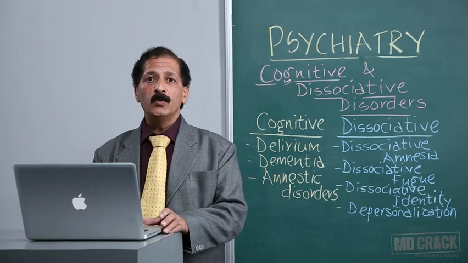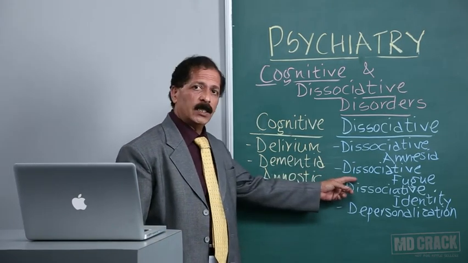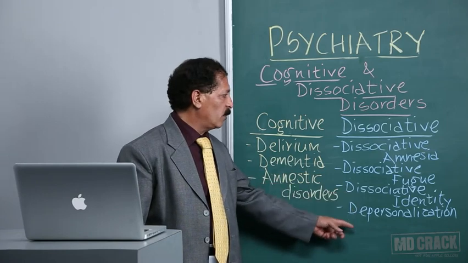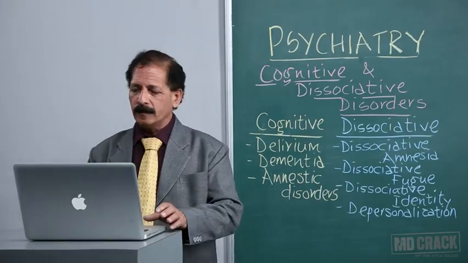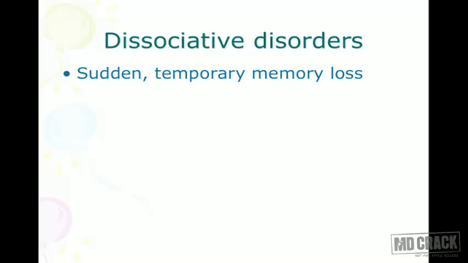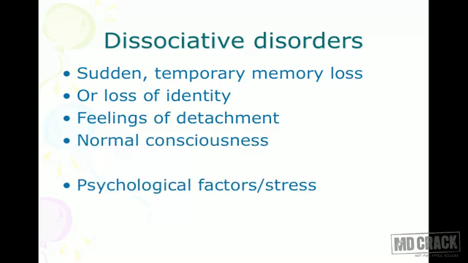Now we move on to the dissociative disorders. Look at the right side of the board: dissociative amnesia, dissociative fugue, dissociative identity and depersonalization. I take you to the slide now. In dissociative disorders, there is sudden temporary memory loss, or loss of identity, or the patient develops a feeling of detachment. All this together is called dissociative disorders, and the consciousness is totally normal.